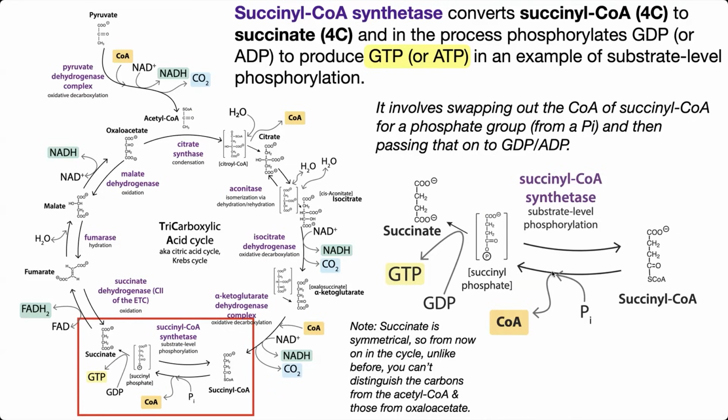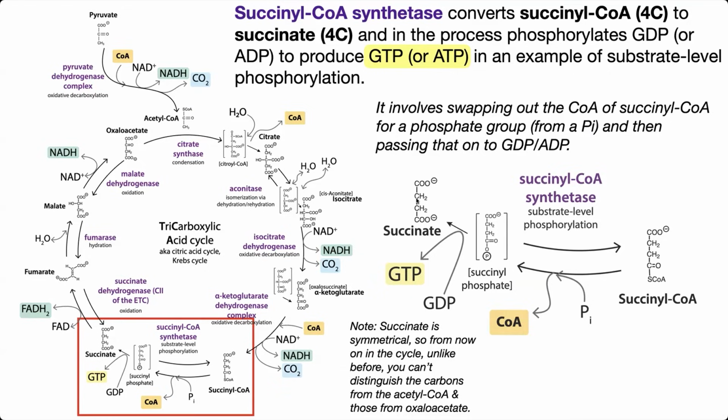So we kick off that, and now we've got this succinyl phosphate. We want to get succinate, so we need to lose that phosphate. We're going to put the phosphate onto GDP to give us GTP. And technically, we're only putting a phosphoryl group, the phosphorus with 3 oxygens. We still have this oxygen, so we still have this carboxylate group, so we have this succinate.